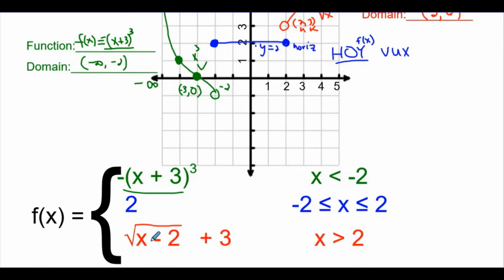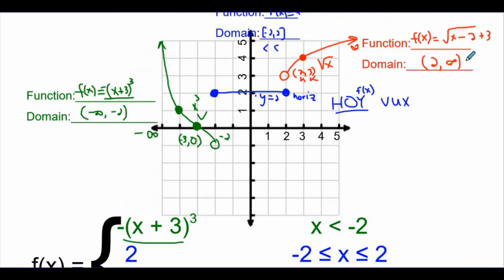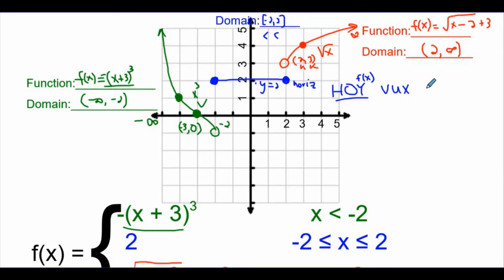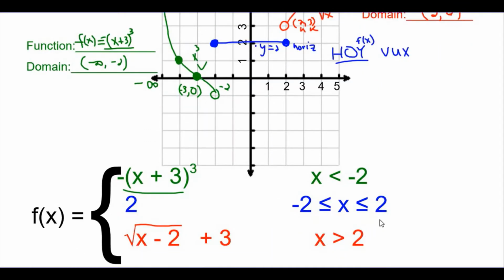In this last one, we have the square root of x minus 2 plus 3, which we already had here. The domain here would be 2 to infinity, which would be x greater than 2.